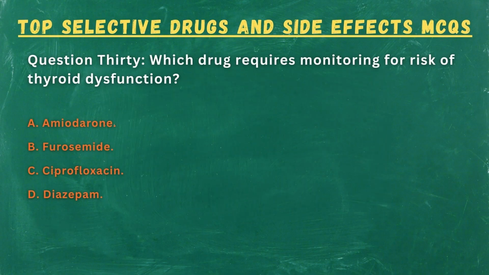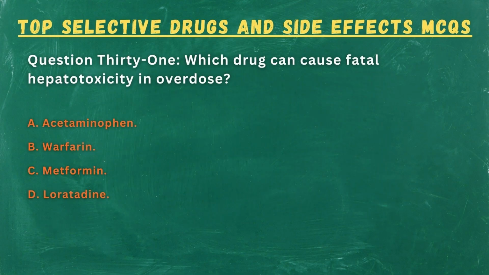Question 30. Which drug requires monitoring for risk of thyroid dysfunction? A. Amiodarone. B. Furosemide. C. Ciprofloxacin. D. Diazepam. Answer: A. Amiodarone.